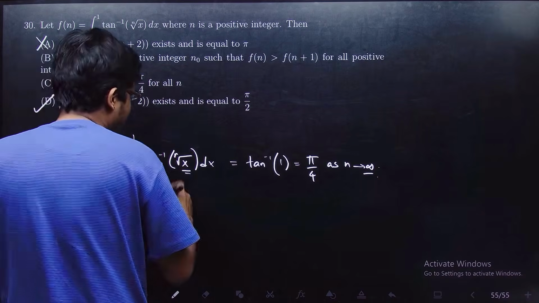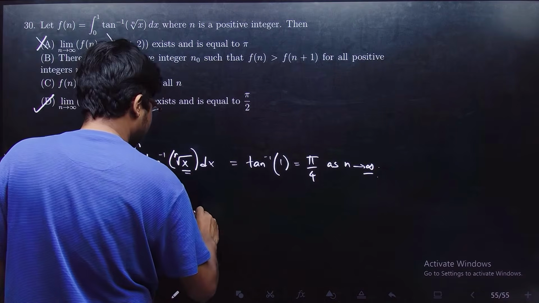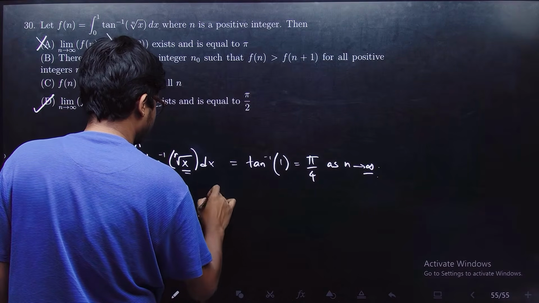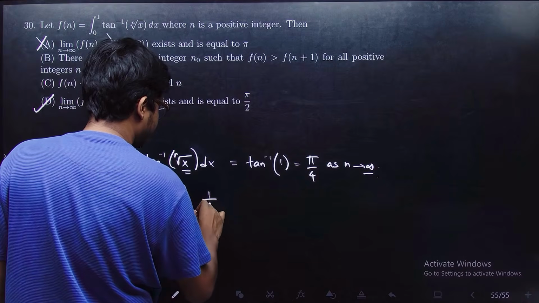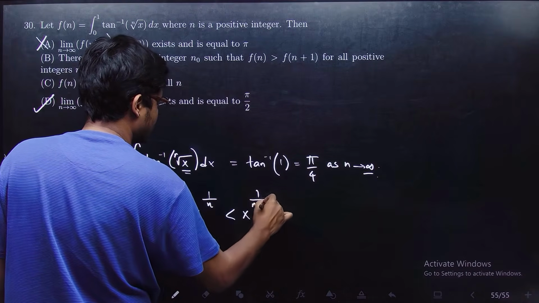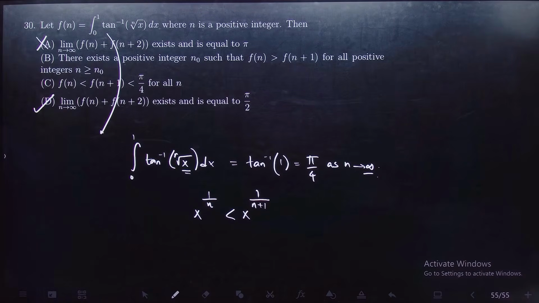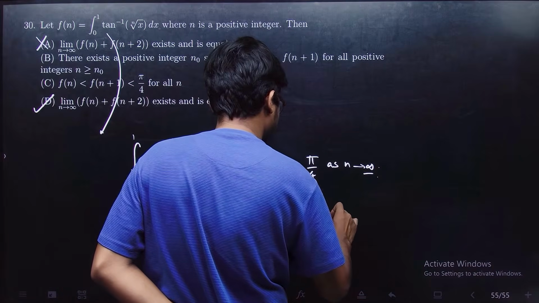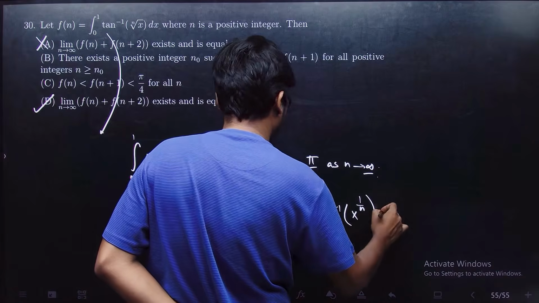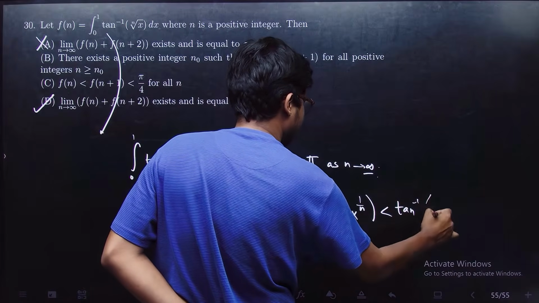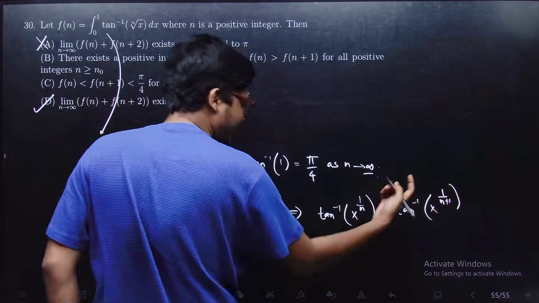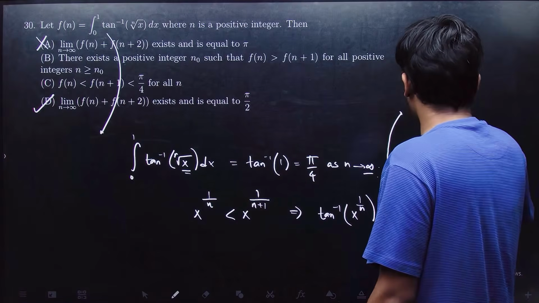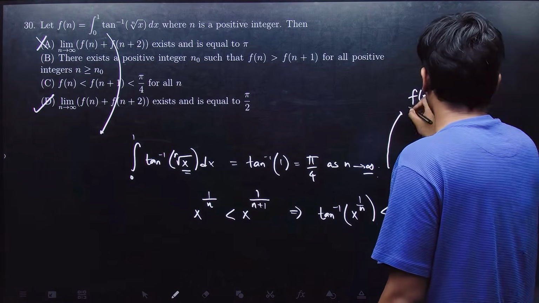If you look carefully, x lies in between 0 and 1. So what do we know? If I look at x to the power 1 by n, right, this should be smaller than x to the power 1 by n plus 1, which means tan inverse of this should also be smaller, right, because in between 0 and 1, tan inverse is going to be increasing, right? So I get tan inverse of x to the power 1 by n less than tan inverse of x to the power 1 by n plus 1. Now integrating between 0 and 1, you'll get that f of n is essentially going to be less than f of n plus 1, right? So it's a strictly increasing thing, okay?